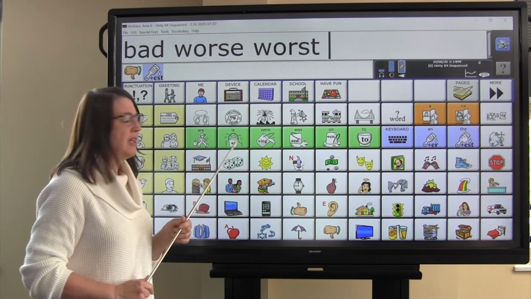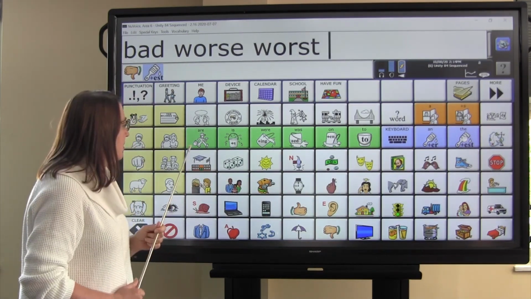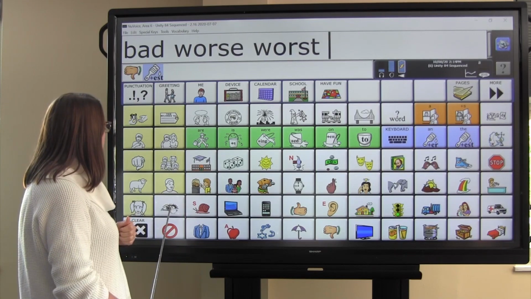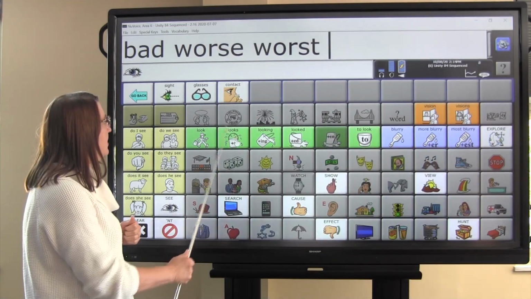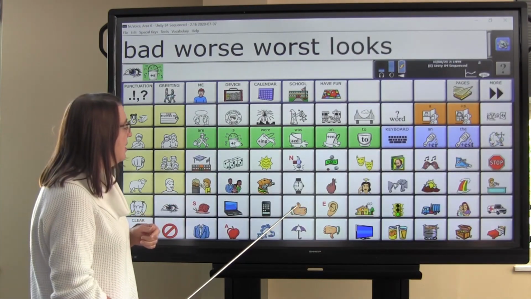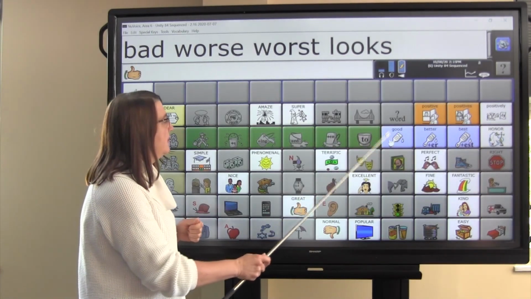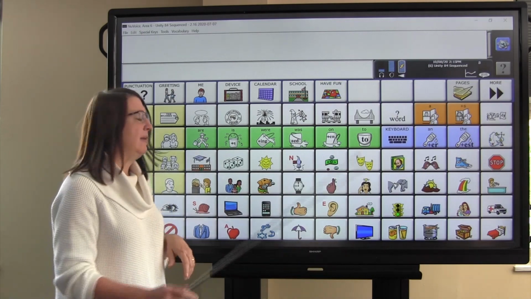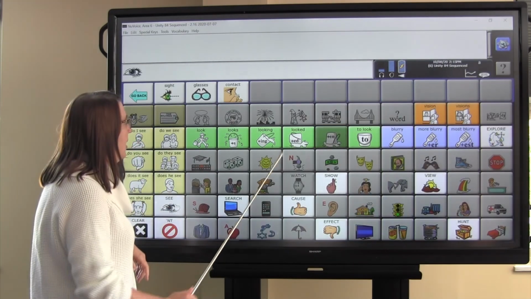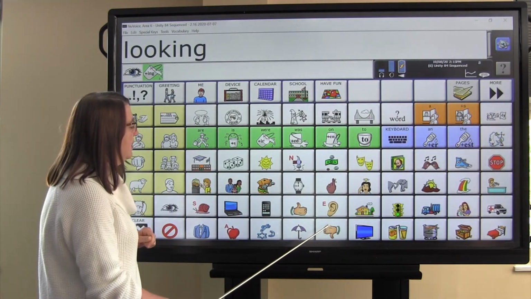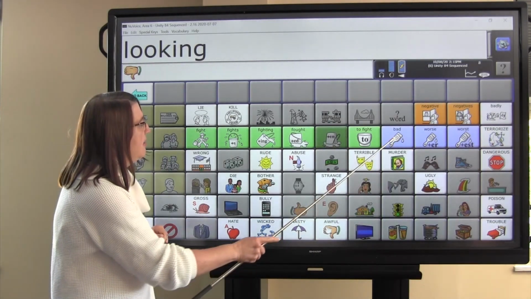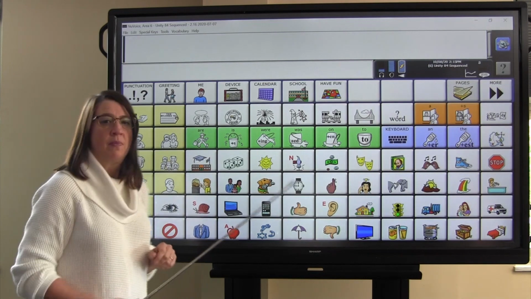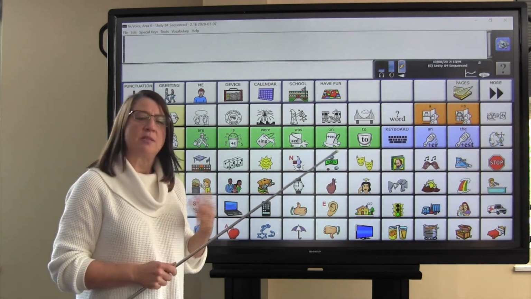Let's go ahead and start to pair some verbs and some adjectives so that we can start to build some utterances. And then we'll take a look at some more adjectives. Let's say, looks good. Our I plus S, looks. Good. Or looking bad. I plus ing, looking. Thumbs down, bad. Looking bad. Right?